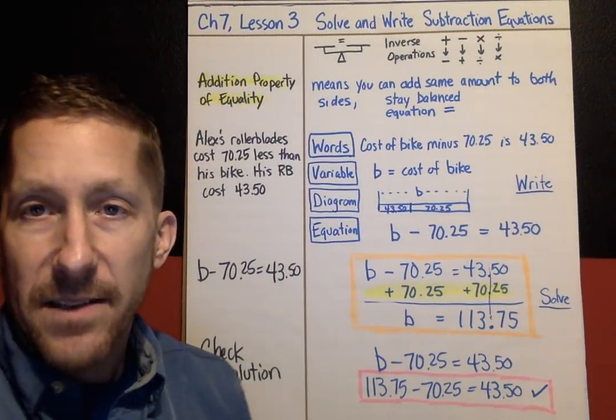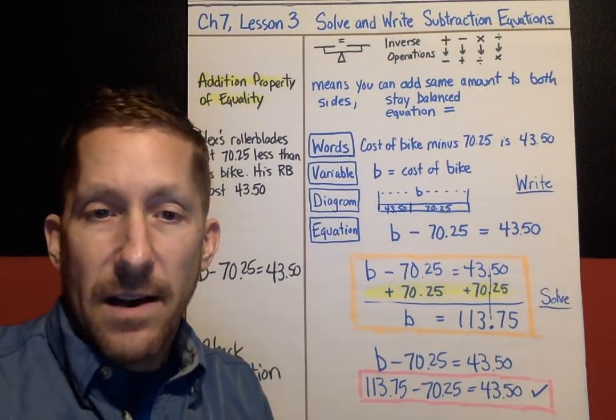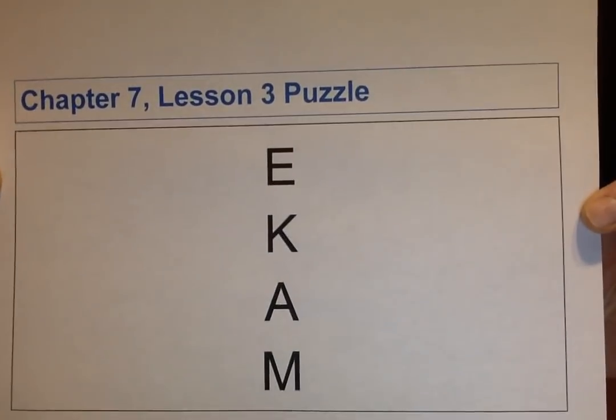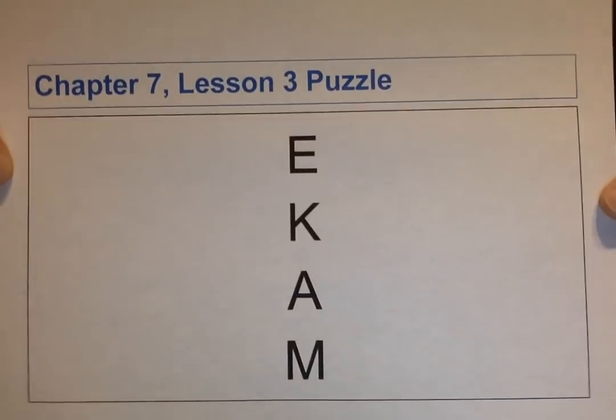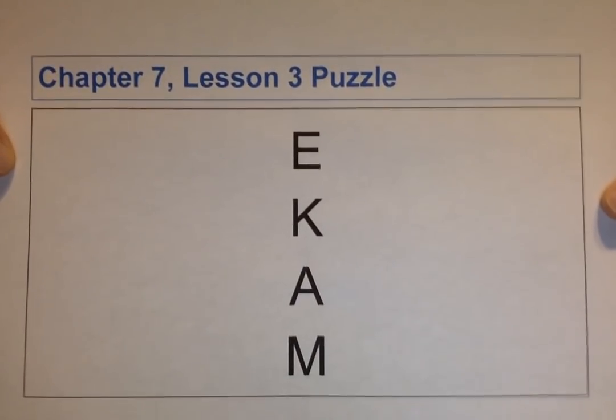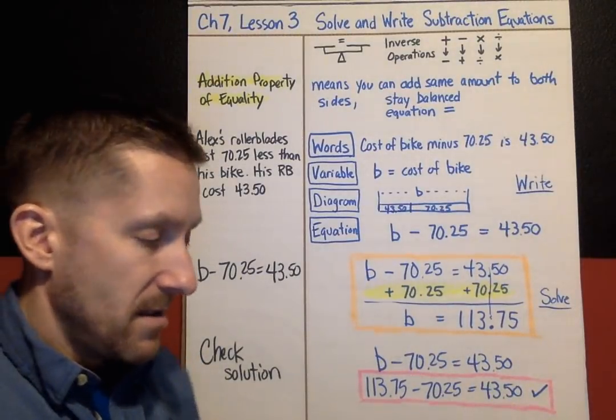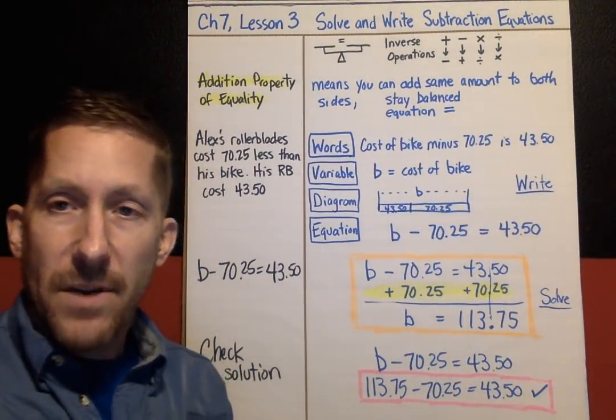Okay, well, that does it for lesson 3. Last thing to show you is hidden treasure for chapter 7, lesson 3. There it is. Figure out that puzzle, and you could be the lucky winner.